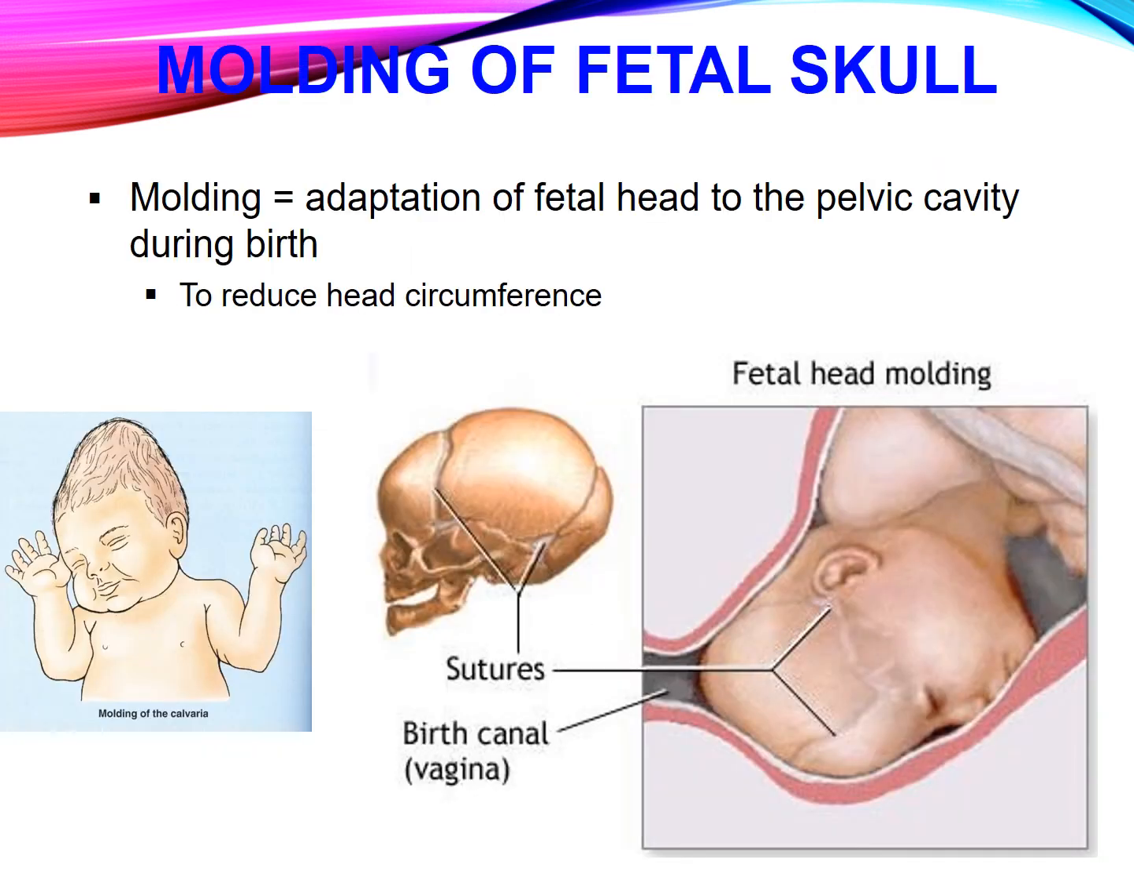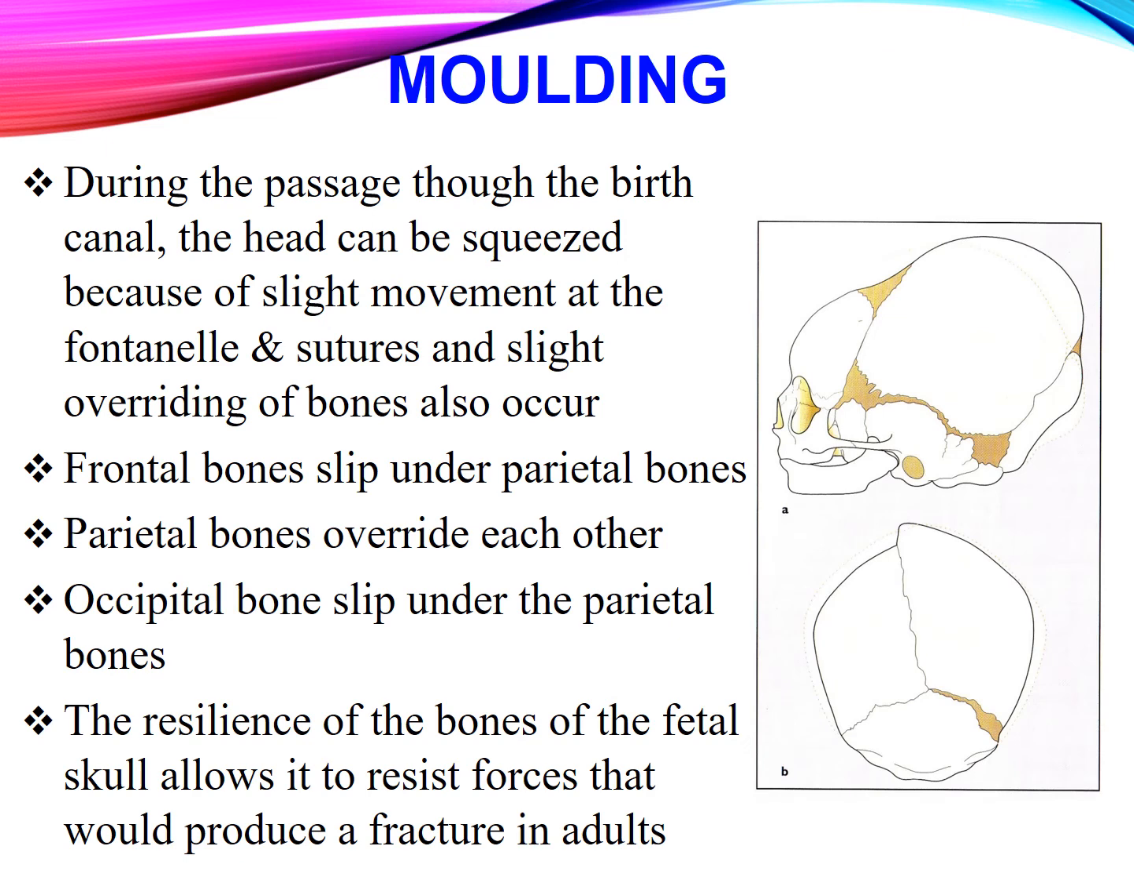The molding of the fetal skull is the adaptation of the fetal head to the pelvic cavity during birth. It is important to reduce the head circumference. During the passage through the birth canal, the head can be squeezed because of slight movement at the fontanelles and sutures, and slight overriding of bones also occurs. Frontal bones slip under the parietal bones, the parietal bones override each other, and the occipital bone slips under the parietal bones. The resilience of the bones of the fetal skull allows it to resist forces that would produce a fracture in adults.